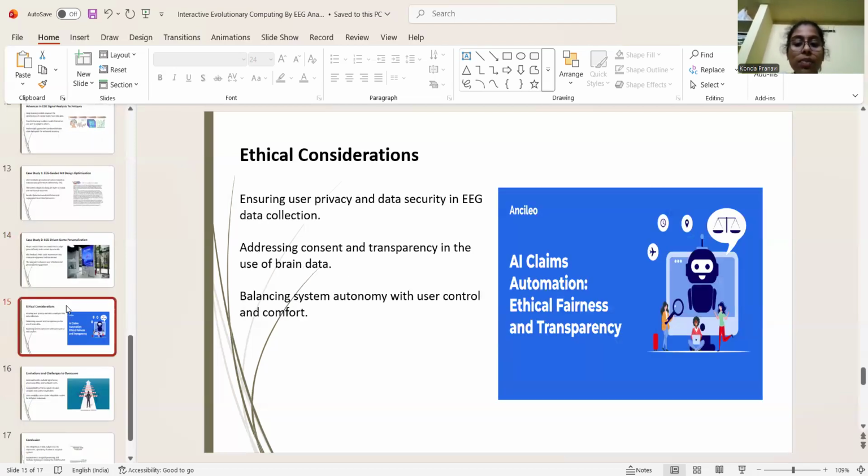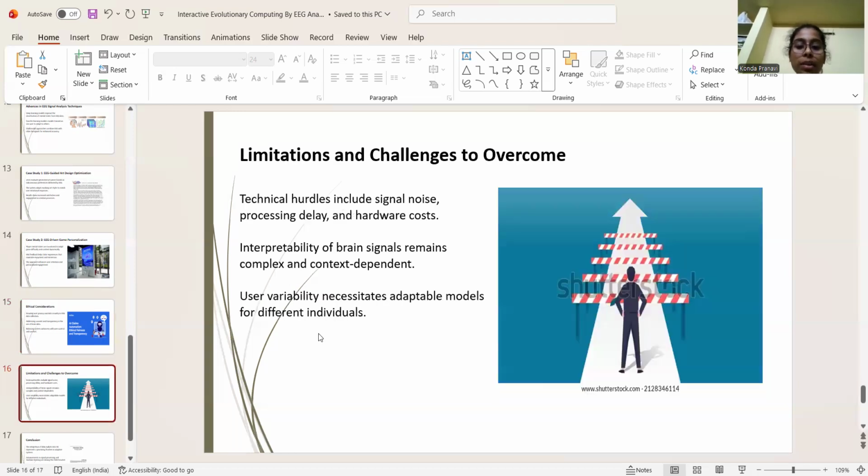Ethical considerations. EEG data is highly sensitive, so privacy and transparency are critical. Users must know how their brain data is collected, stored, and used. There are also limitations like high equipment cost, signal variability between users, and difficulty in interpreting brain data. Further, systems must be more adaptable and user friendly.